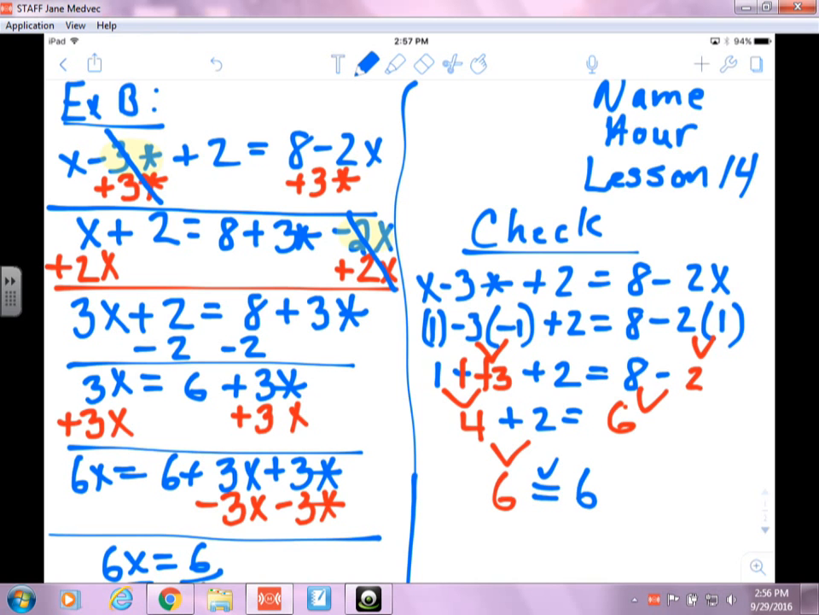Questions? Now, one person asked me, Mrs. Medvig, when I have that -3 times -1 right here, do I have to do minus a negative? Can I just write a plus? Sure, you can just write a plus if you want to. If you can't see that, do a minus a negative, then do your chop chop and just go from there. Questions?